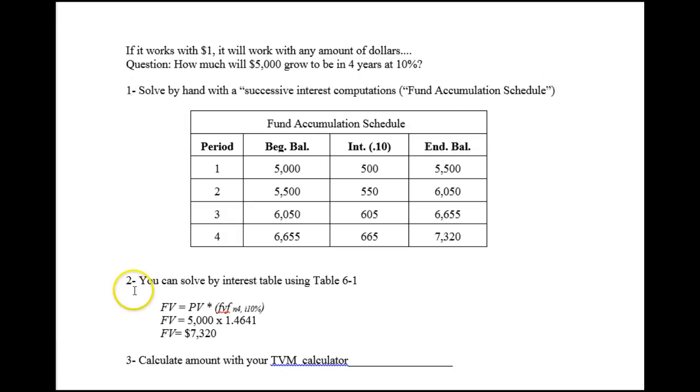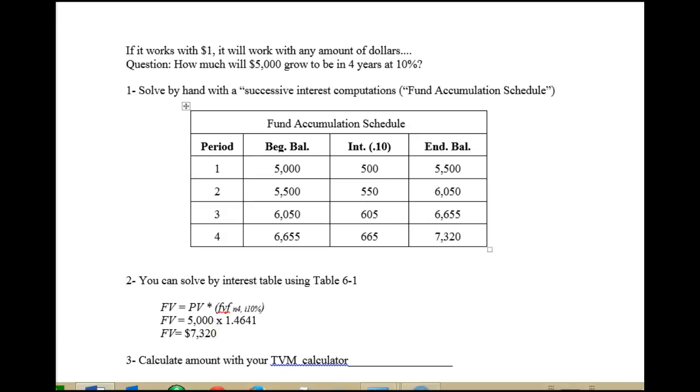You could solve it in a much easier fashion using the interest table 6-1 by taking 5,000 and timesing it by the interest factor on n equals 4 and i equals 10, which you know was 1.4641. We saw it on our last table. 5,000 times 1.4641 equals 7,320.